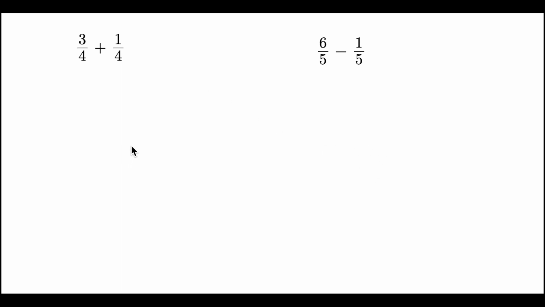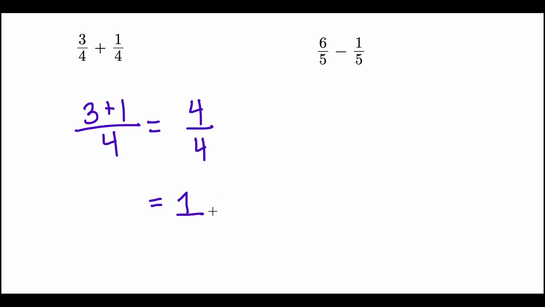In our last two examples, the fraction answers could not be simplified, so we left them the way that they were. Here, I'm adding 3 plus 1, and that's going to be over 4, which means my fraction now, once I have added, is 4 over 4. Anything over itself equals 1, so you're going to have to simplify your answer to be 1. The same thing is true when you subtract to get a numerator over the same denominator. You have 6 minus 1 over 5, which becomes 5 over 5, which once again simplifies to 1.